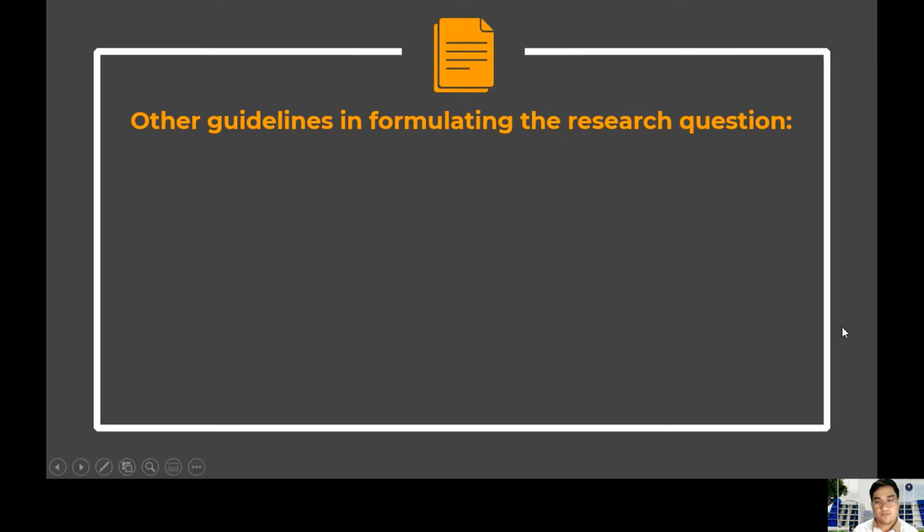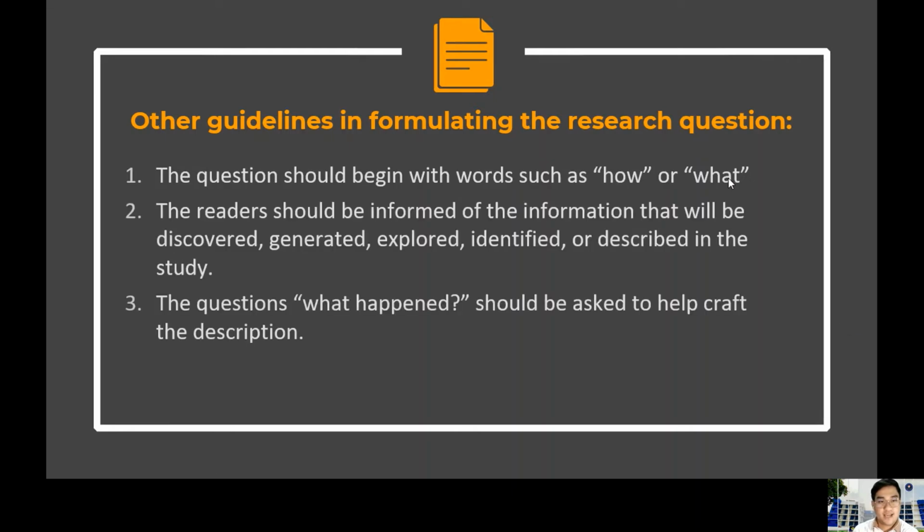Okay, let's wait for it to move. First, the question should begin with words such as how or what and end with a question mark. The reader should be informed of the information that will be discovered, generated, explored, identified, or described in the study. So basically, in formulating your research questions, there is already enough information on what you want to discover, or the purpose of your study, or the things that you are curious about in your study. The question what happened should be asked to help craft the description.